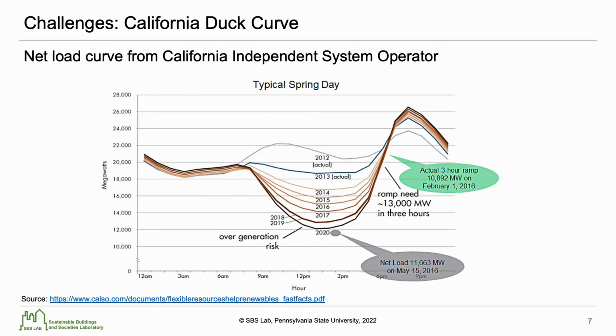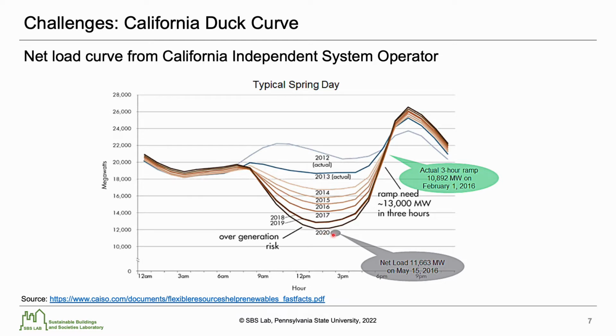When we aggregate the millions of net zero energy buildings, we are going to see an interesting California duck curve predicted by the grid operator for California. This figure shows the net load curve from 2012 to 2020. As we can see, the significant change is for the afternoon portion, that the net load of the entire California is significantly reduced from 2012 to 2020 because of the increased renewable energy, especially PV production.